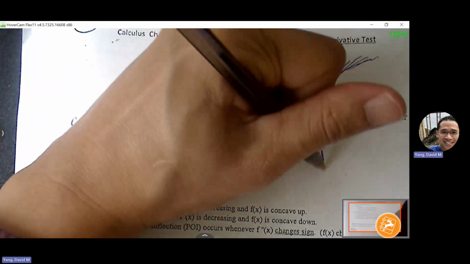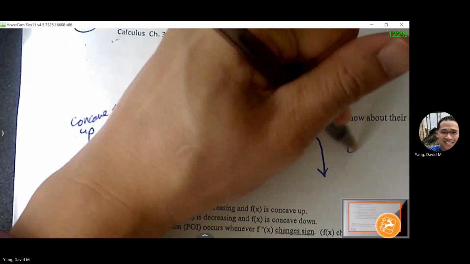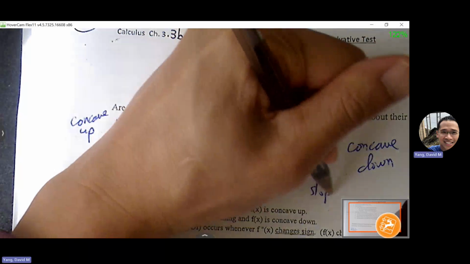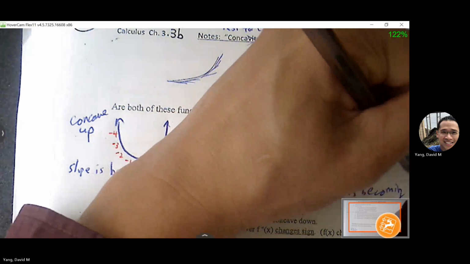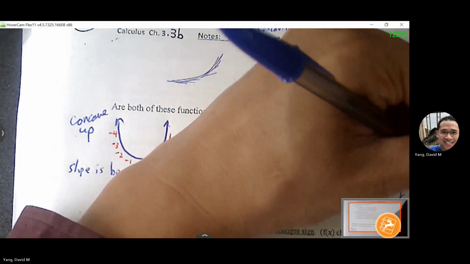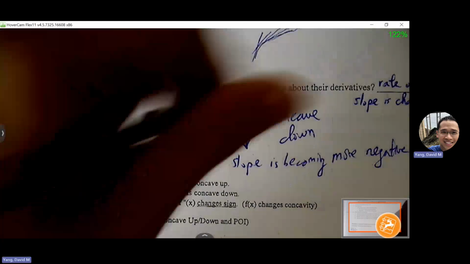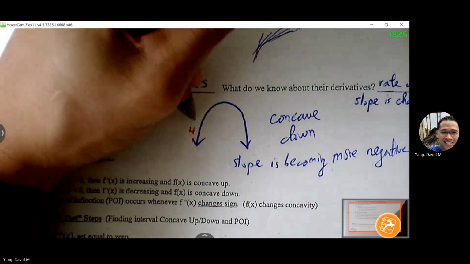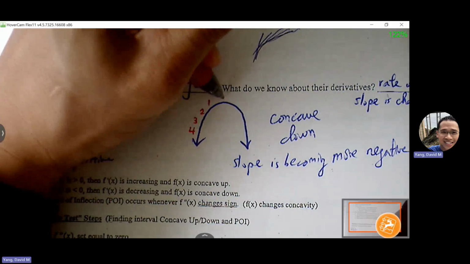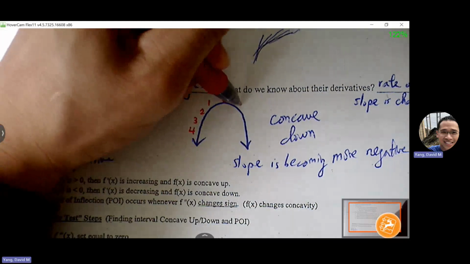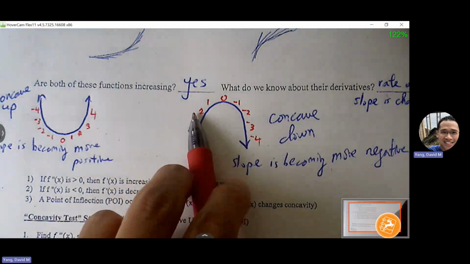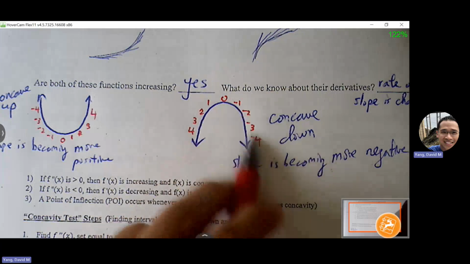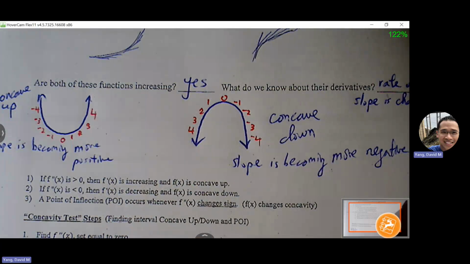Meanwhile, if a graph is concave down, your slope is becoming more negative. So maybe we start off with a steep slope of 4, then it goes to 3, then 2, then 1, then 0. And then you can imagine the slope becoming more and more negative. So from left to right, you can see that these numbers are definitely moving in the negative direction. If you're placing these numbers on a number line, you're always moving left, right?